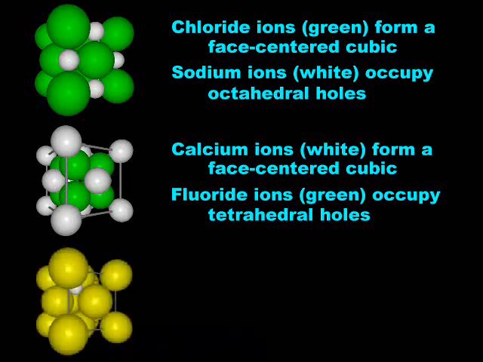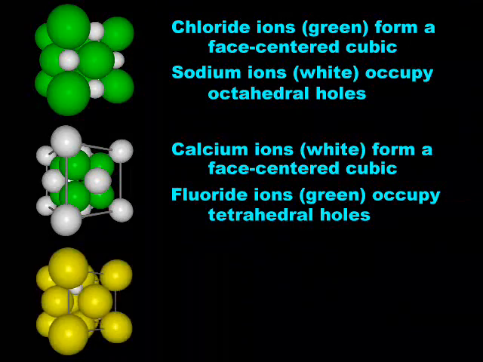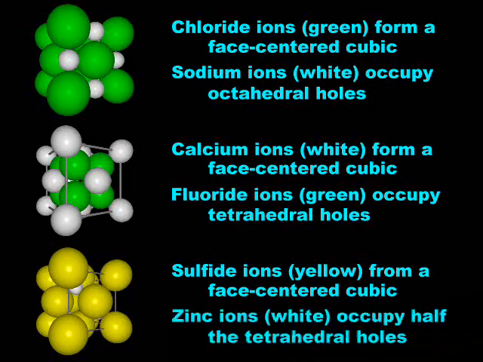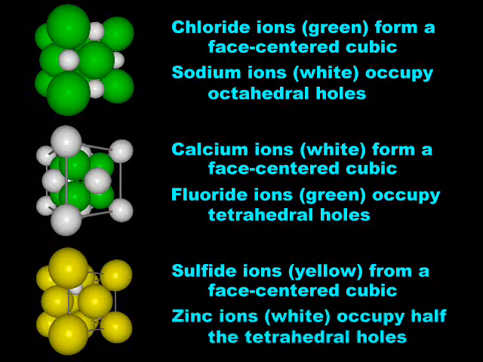Last, the sphalerite or zinc sulfide structure can be viewed as a cubic, close-packed array of sulfide ions with the zinc ions in half of the tetrahedral holes.